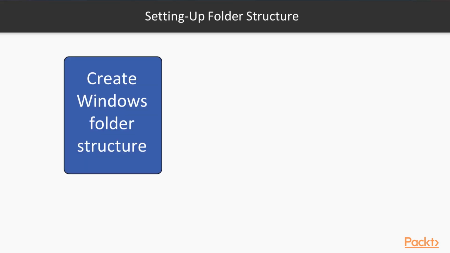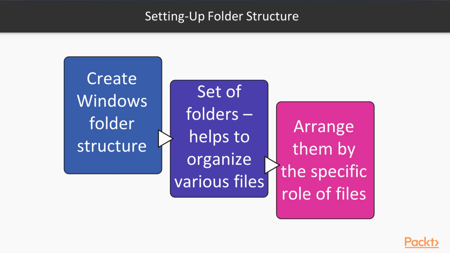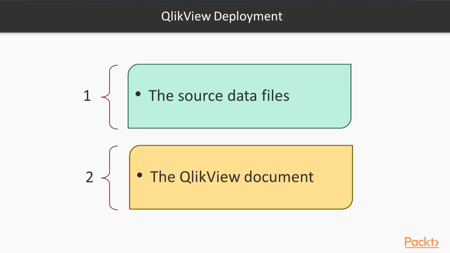Now we will set up the folder structure. We will create a Windows folder structure with which we'll work throughout the course. This set of folders will help us organize the various files we'll be using and arrange them by the specific role these files play in our project. A typical QlikView deployment scenario will include different types of files, but for now, we'll just focus on two of them: the source data files and the QlikView document.